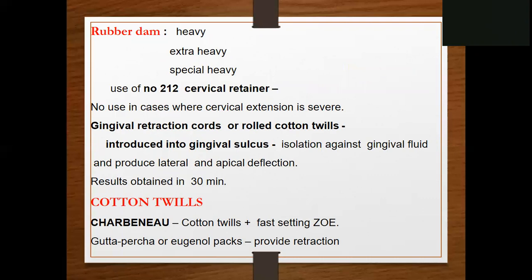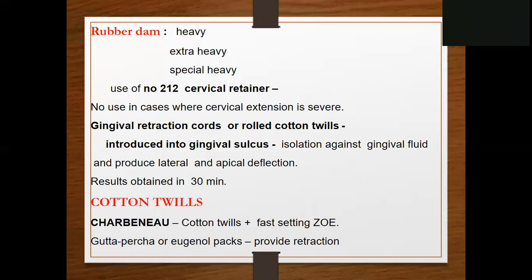We know that there are 5 types of rubber dam sheet, but for the retraction purpose, we use the heavy, extra heavy, and special heavy. What are the 5 types? Thin, medium, heavy, extra heavy, and special heavy. The thin is 0.15 millimeter, medium is 0.2, and heavy, extra heavy, special heavy are used for the retraction purposes. The heavy is 0.25, extra heavy is 0.3, and special heavy is 0.35. These 3 are used for the retraction of the gingiva.